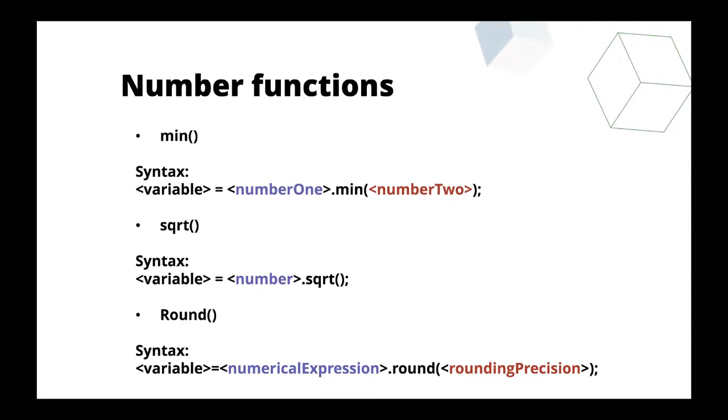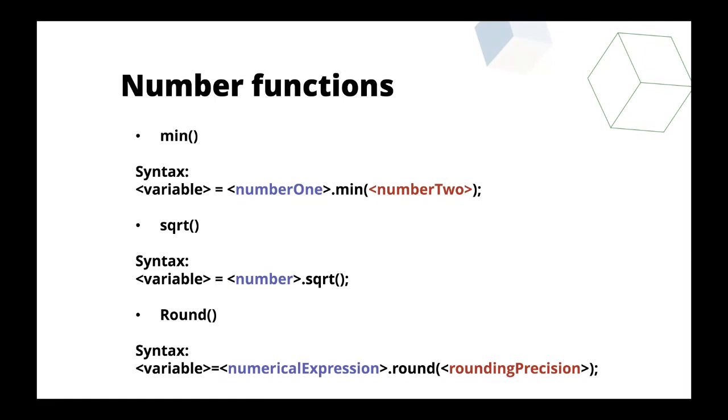The sqrt function or the square root function would provide us with the square root of a number, and the round function is used on decimal numbers to set the precision for the number.